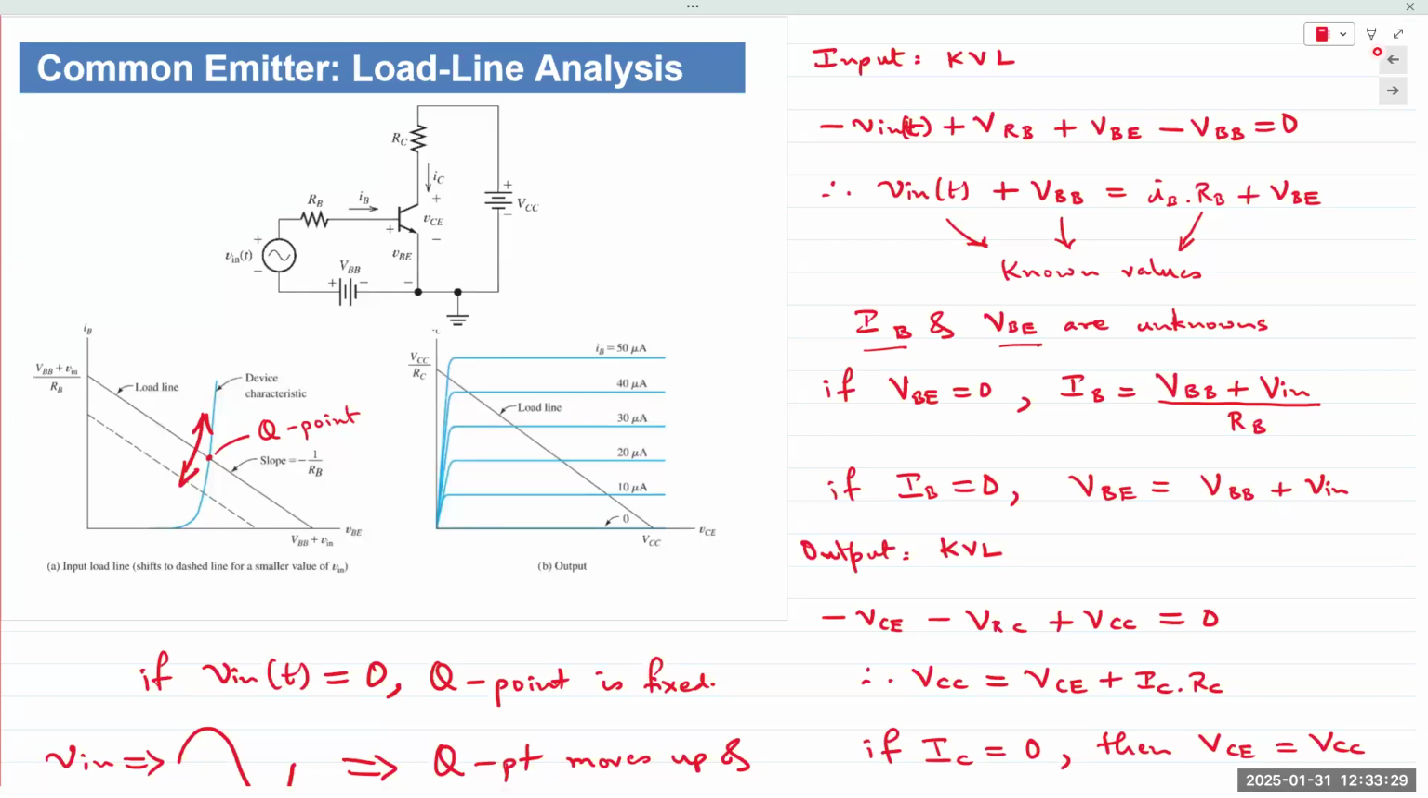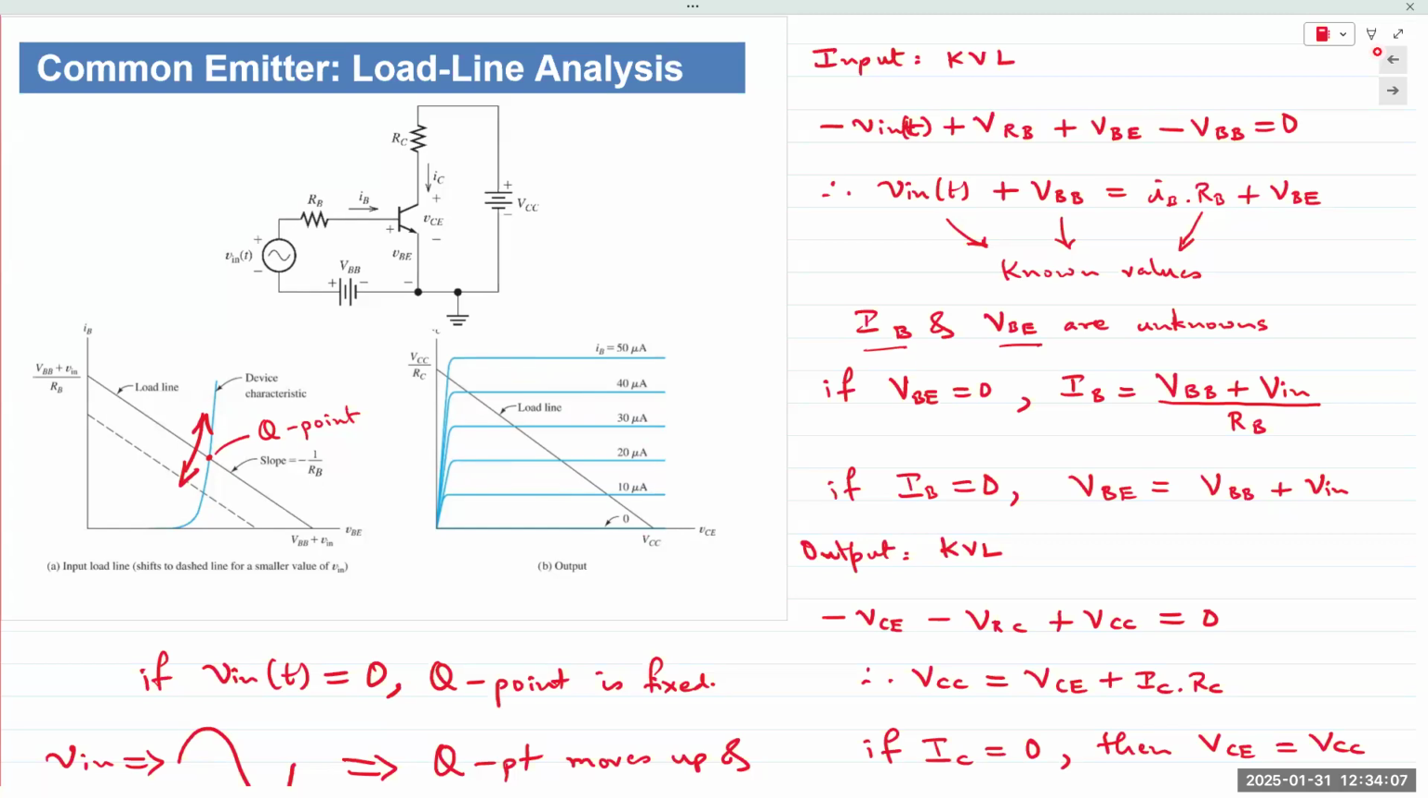Let's say we do not apply any AC voltage. Then our intersection point on the input side is here. That's our Q point. We take that and bring it to the output side, because the coordinates on the input side tell us which intersection point we must take on the output side.